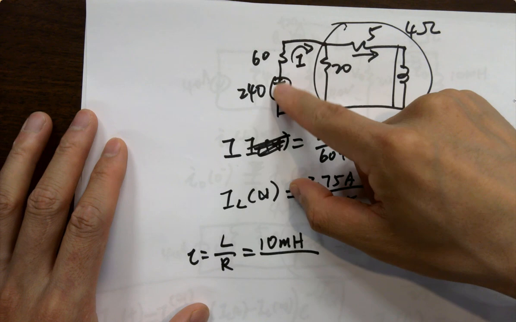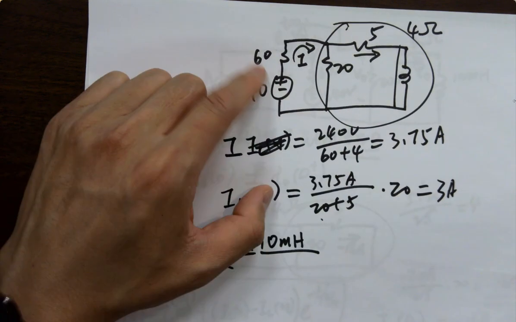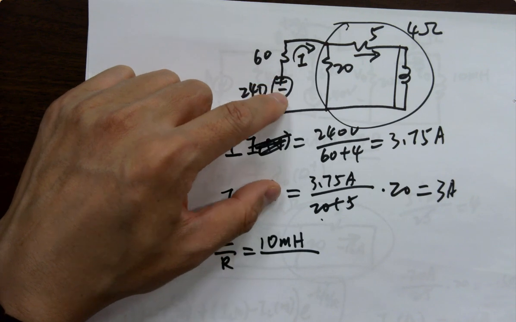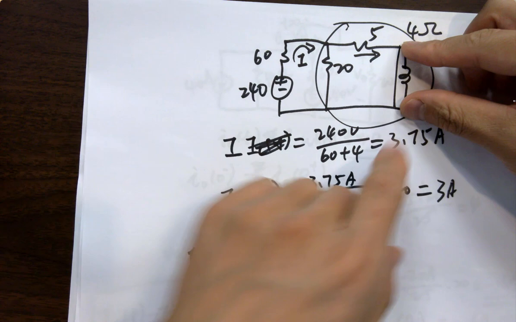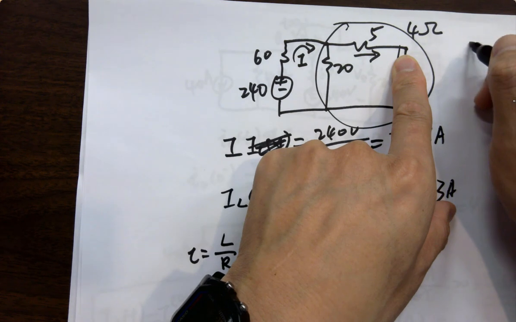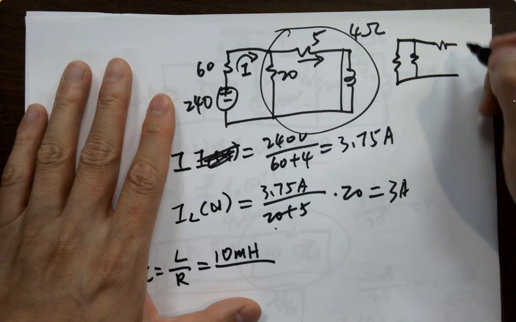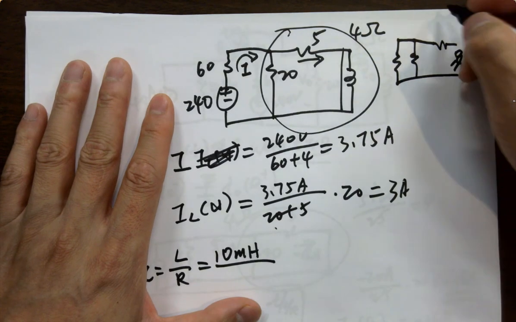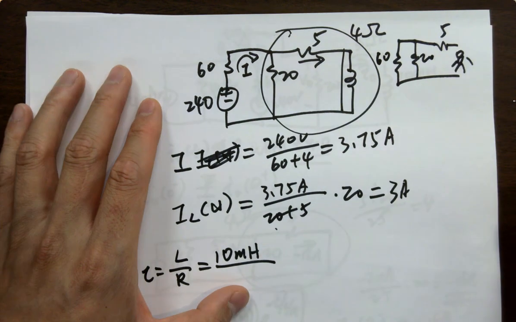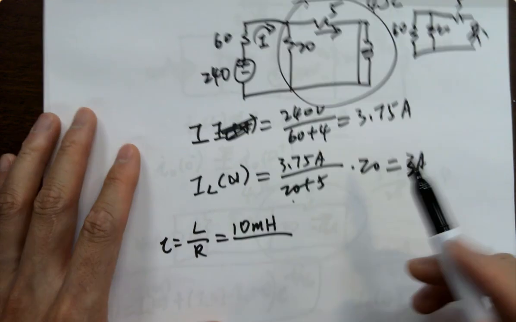What is this? Short circuit, because an ideal voltage source has 0 internal resistance. When you are trying to find the resistance, short it. It's gone. So looking backwards, the equivalent resistance looks like what? You got 5 ohms, you got 20 ohms, you got 60 ohms. That's it. And looking backwards, here's the inductor. 5 ohms, 20 ohms, and 40 ohms, and 60 ohms. That is the R for the time constant.